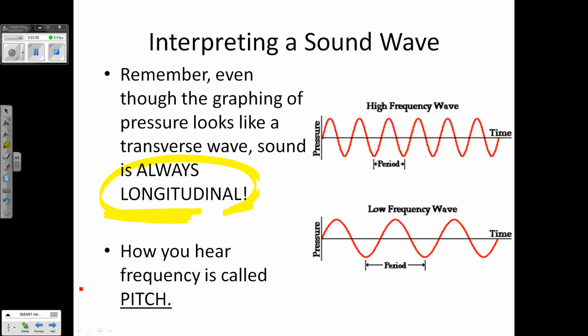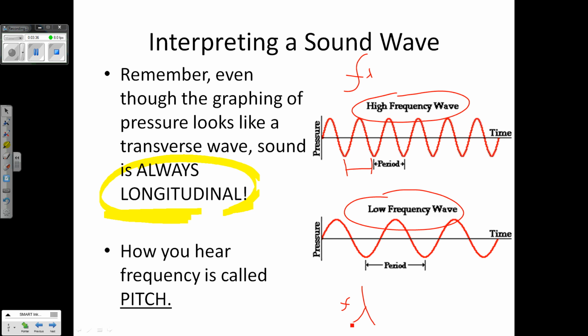Now, something else to keep in mind is that how you hear a frequency is called pitch. Now, if you recall, frequency and wavelength have an inverse relationship. I have a high frequency wave here. If I have a high frequency, I have a small wavelength. So the wavelengths are small in this portion. In a low frequency wave, I'm going to have a smaller frequency and thus a higher wavelength. How you hear a wave like this is going to be pitch.